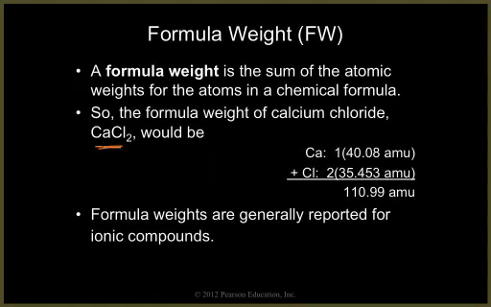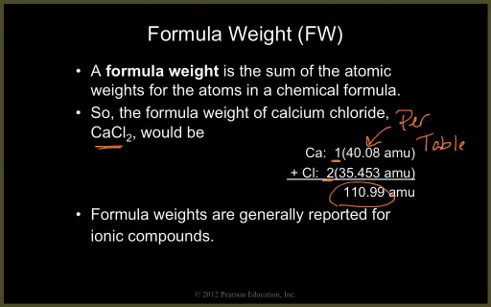So in this case we have CaCl2. If I want to know the formula weight, which just means the mass of that particular compound, I would take my 1 calcium, 2 chlorines, and then get my total. Now these numbers here, that 40.08, 35.43, those come from the periodic table. So those are the average atomic masses of the individual elements, and then you just add them up.